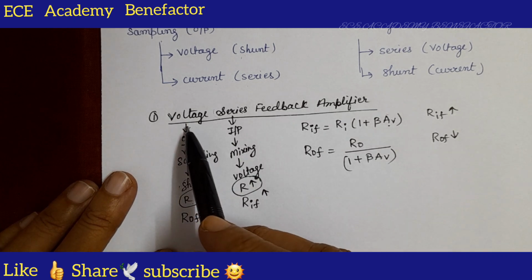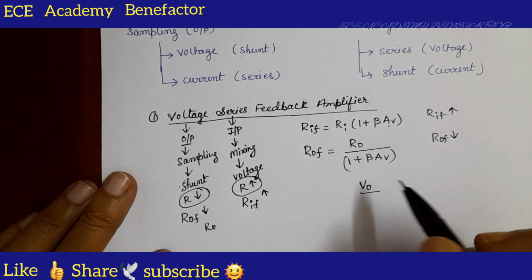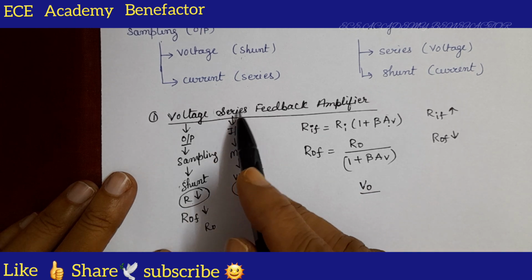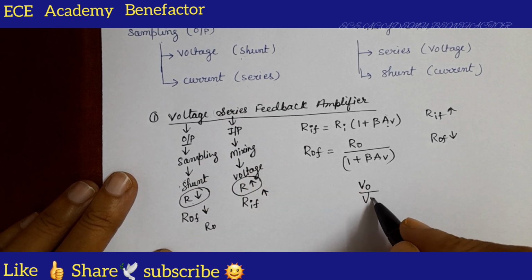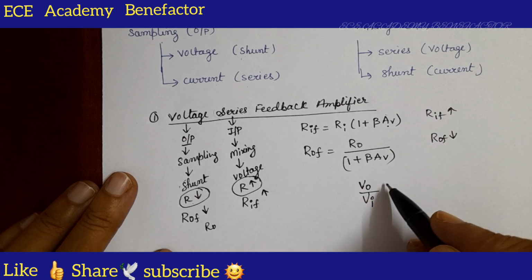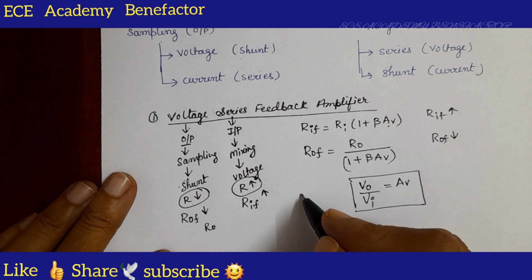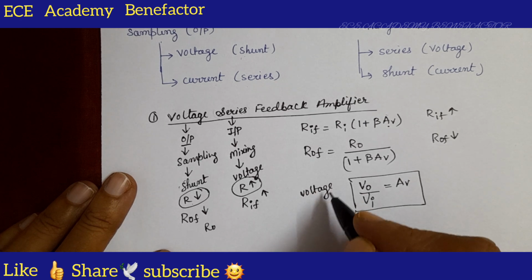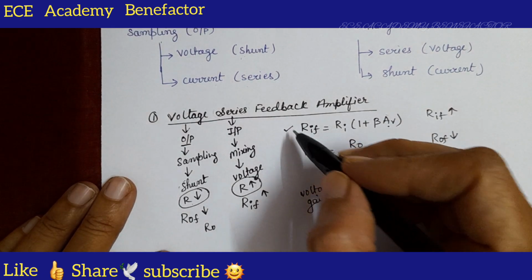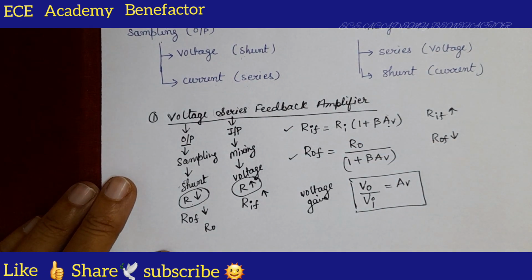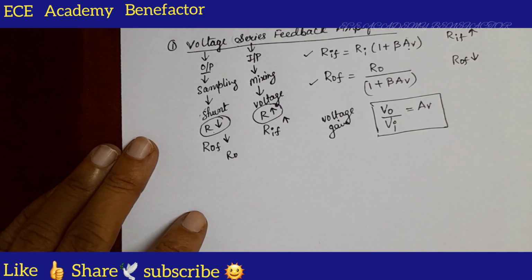So what is the first word? Voltage. Output, voltage. What is the second word? Series. Series input. If series mixing is done, voltage is mixed. So input is also voltage. So the ratio of V0 by Vi is known as AV. So this is voltage gain. So what type of basic amplifier is to be used? Voltage amplifier. So these are the two important equations to be remembered for voltage series feedback amplifier. Now coming to current series feedback amplifier.